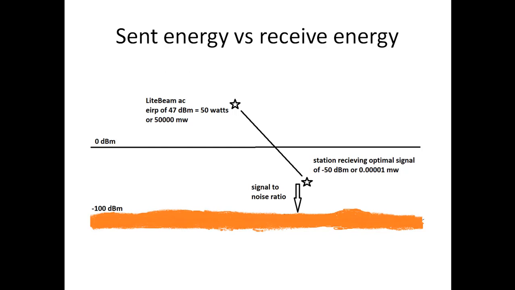However, if we look at the rule of 3s and 10s, how much worse is -76 than -50? Again, for every 10, it's times 10. So from -50 to -60, it's 10 times worse. From -60 to -70, it's 100 times worse. From -70 to -73, now it's 200 times worse because it's double. And from -73 to -76, it's 400 times worse. So we're looking at ratios. We're looking at the difference between sending and receiving as a ratio, not necessarily in milliwatts, but as a ratio.